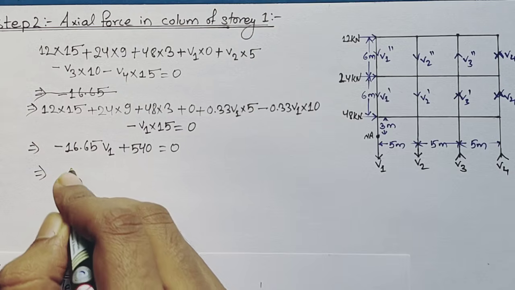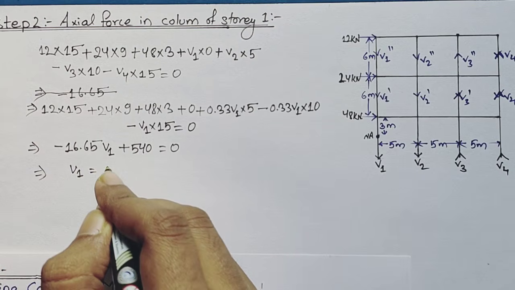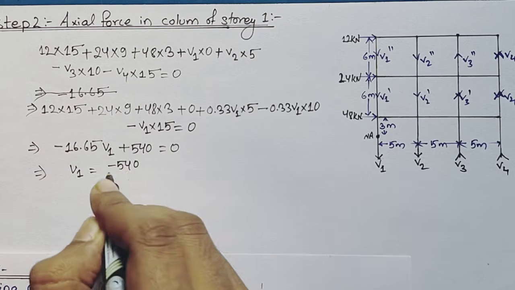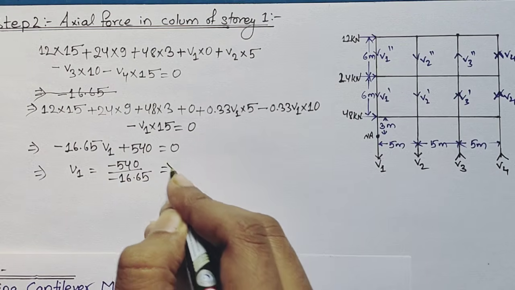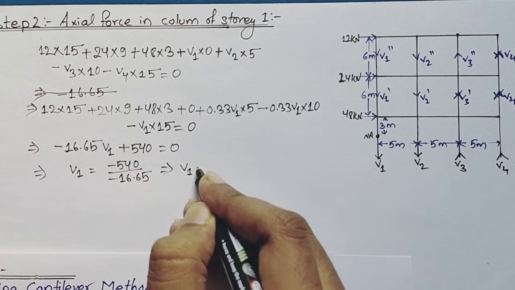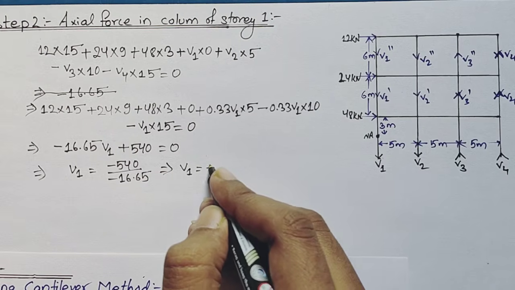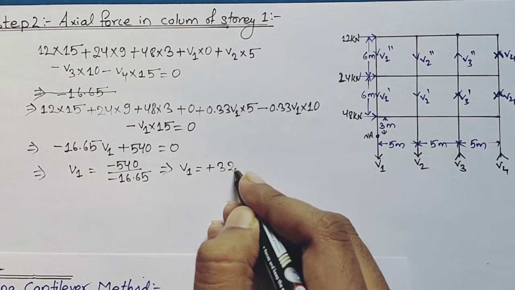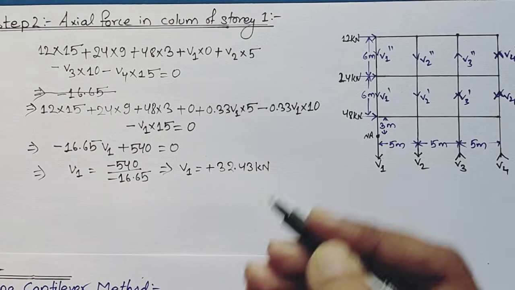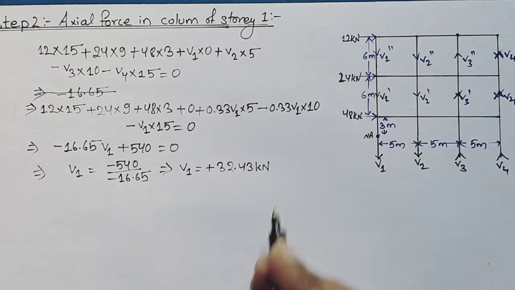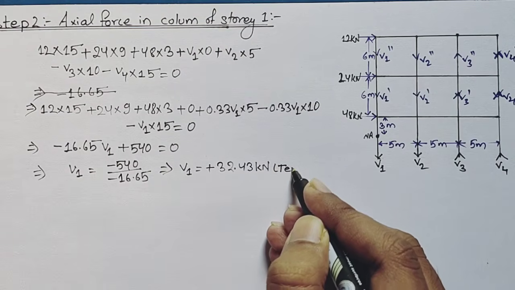Now here we will have V1 equals minus 540 divided by minus 16.65. On solving this, we will get the value of V1 equals plus 32.43 kilonewton. Positive means here tension.